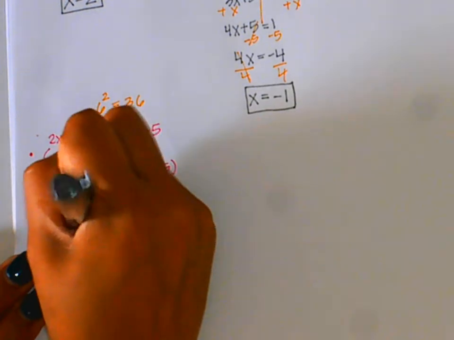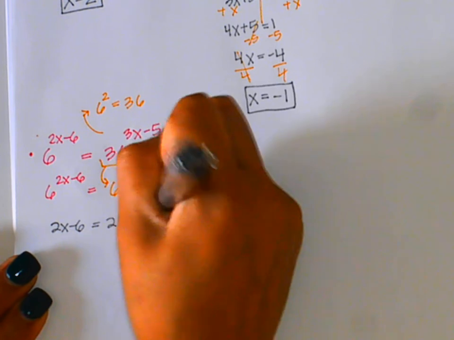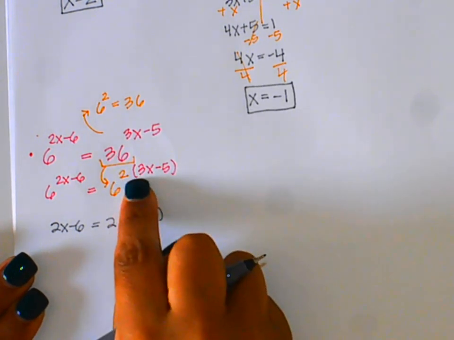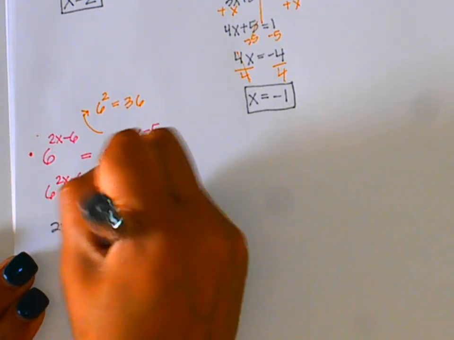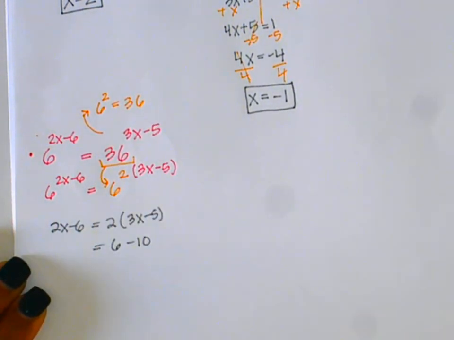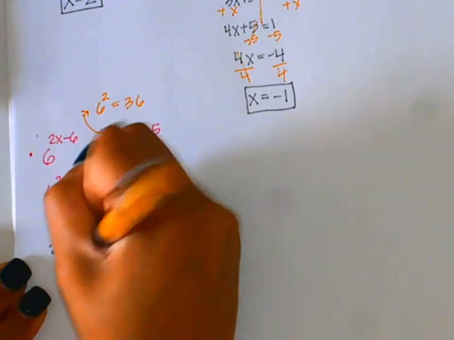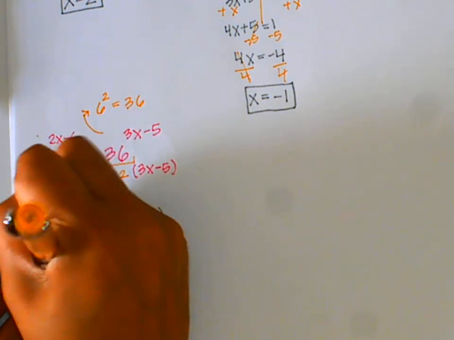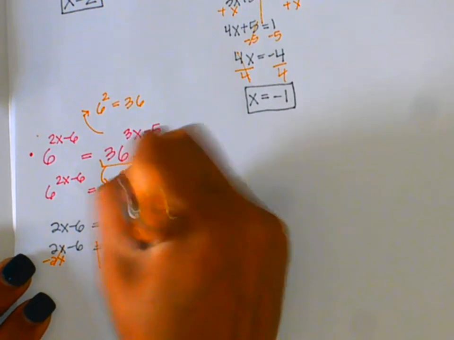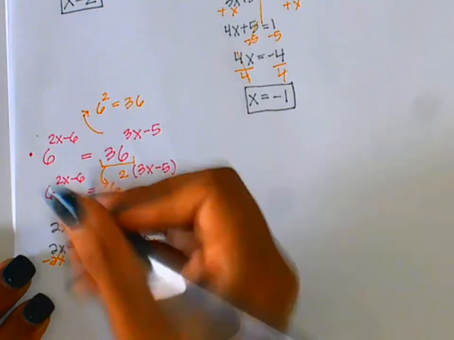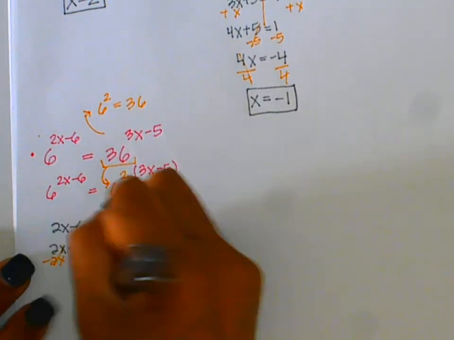2x minus 6 is equal to 2 times 3x minus 5. Remember that 2 came from 6 squared. So since it's an exponent, I just multiply these out and I get 6x minus 10. And again, use my inverse operations. I'm going to subtract 2x, and I'm going to add 10. So I get 4 is equal to 4x. x is equal to 1.